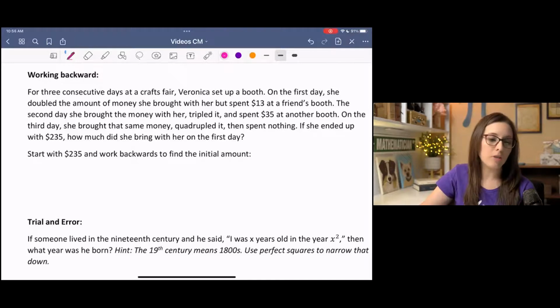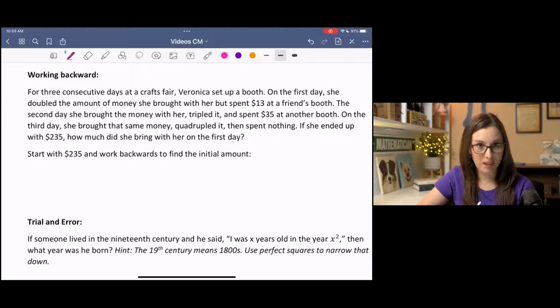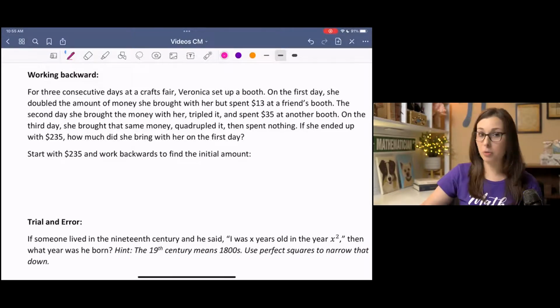I will preface this problem by saying when I engineered this example, it ends up with a weird decimal that's kind of odd for money, but we're just going to go with it for the sake of the process. So it's about the process, not the answer.